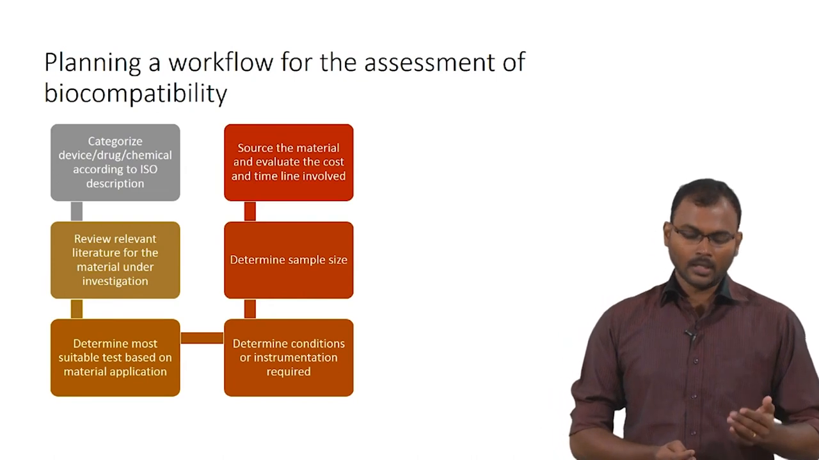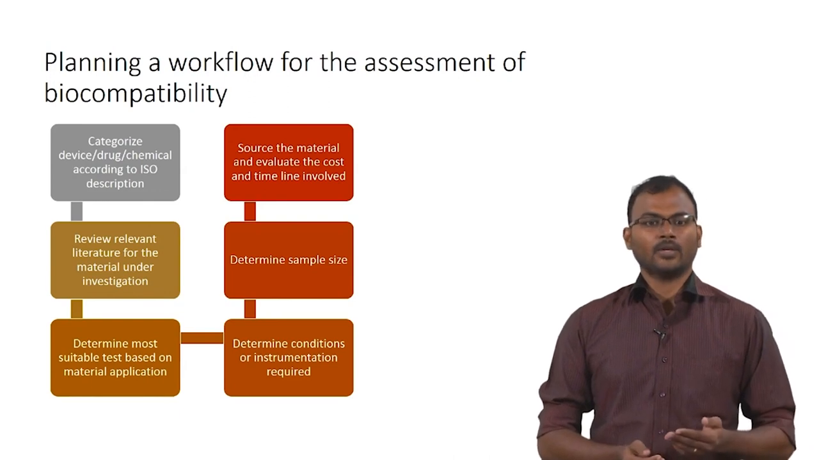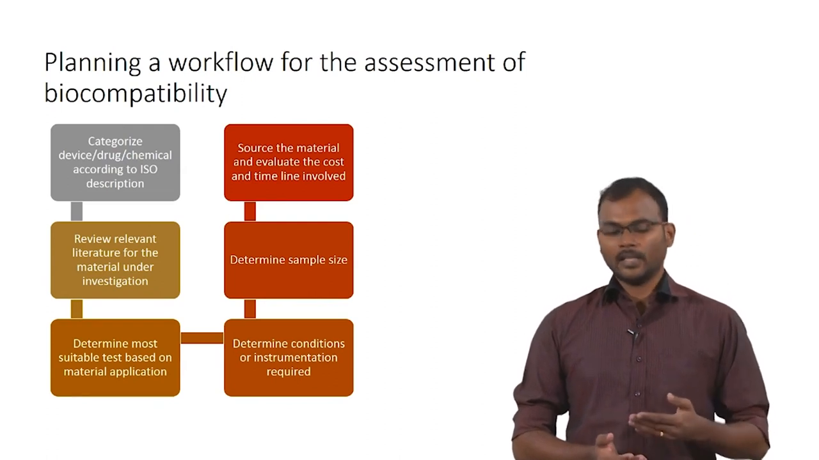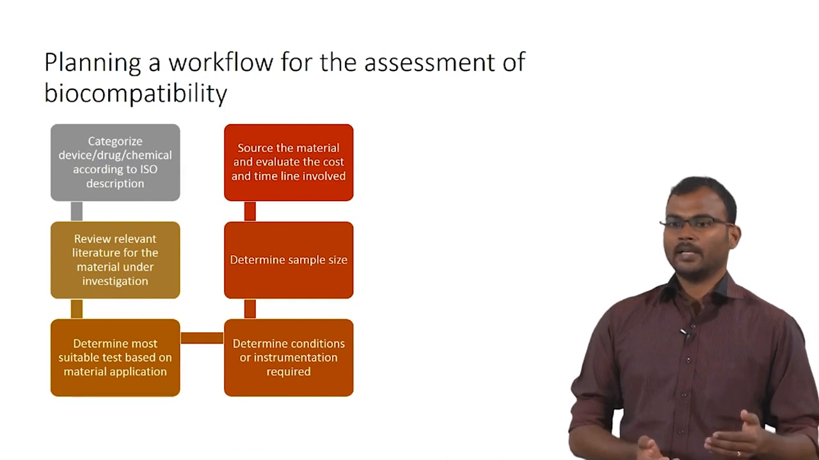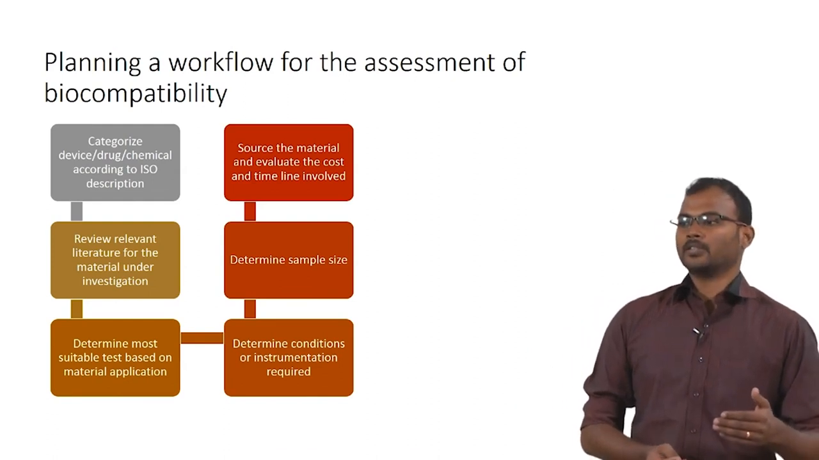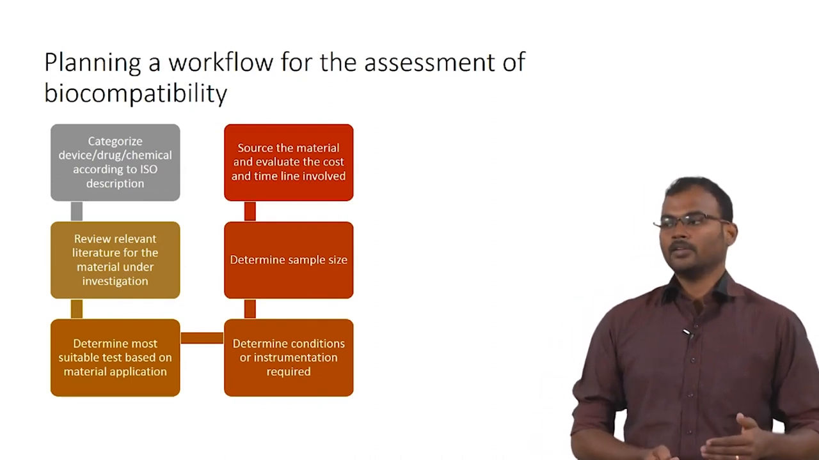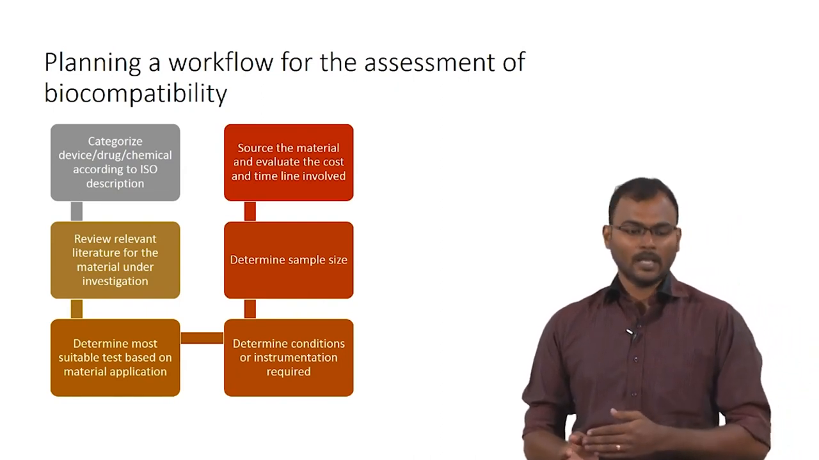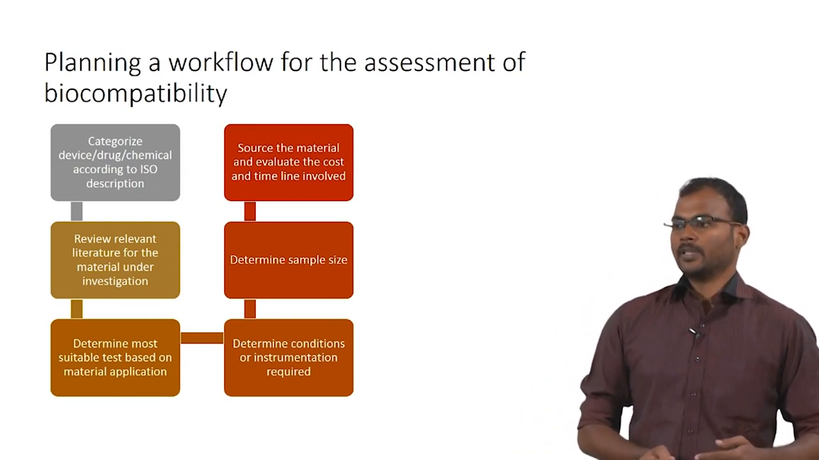Here is an overall flowchart for how you can plan the production of a material. First, you have to categorize what type of device it is: either an orthopedic implant, a wound dressing material, hydrogels, or nanoparticles. Based on the application, there are a lot of standard descriptions already given by ISO, ASTM, and FDA. All those bodies have standard protocols, and you have to do all those tests. Then, based on the relevant literature, you have to identify whether it will have the desired effect for your particular application. Then you have to decide what testing conditions and instrumentation are needed.